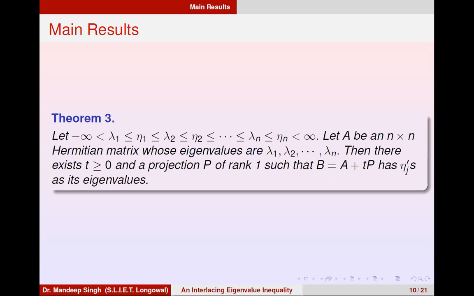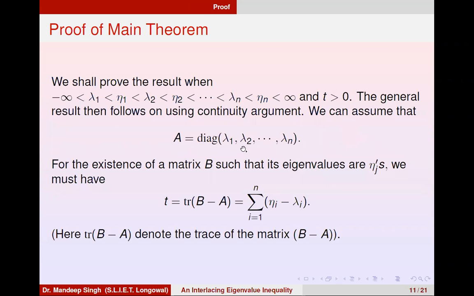If I choose my A and B as the companion matrices of the polynomials whose roots are lambda j's and eta j's, then easily you can write two matrices which are non-Hermitian. All right. But I put here condition Hermitian. Therefore, what do I need? Right. So first I assume my A as diagonal with lambda j's, which is Hermitian.